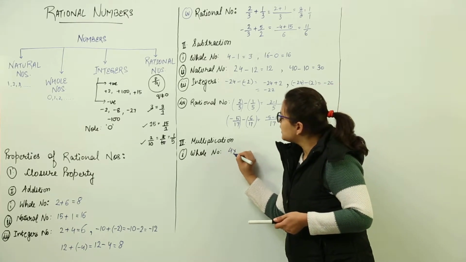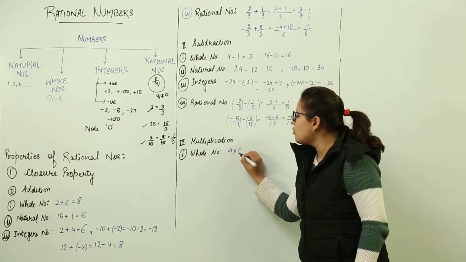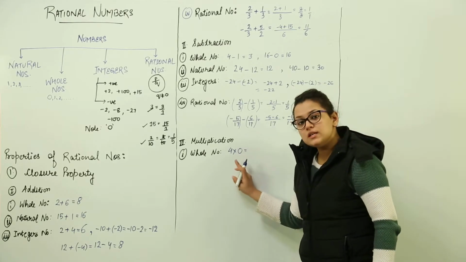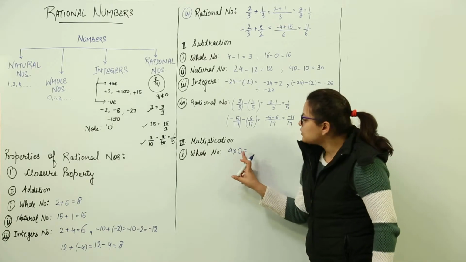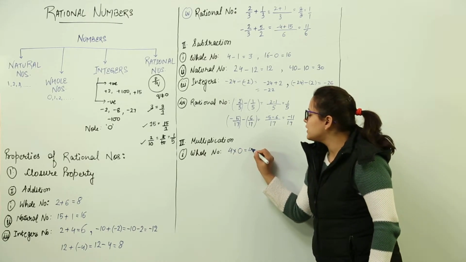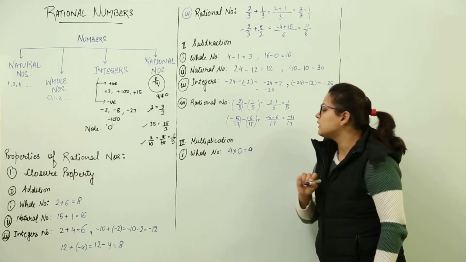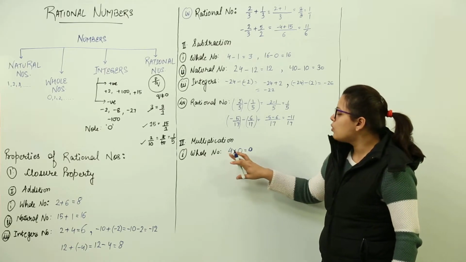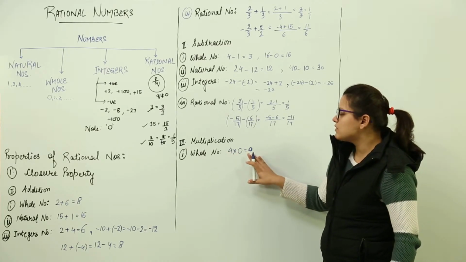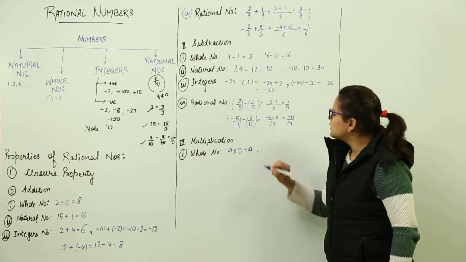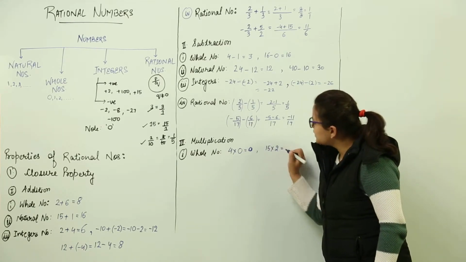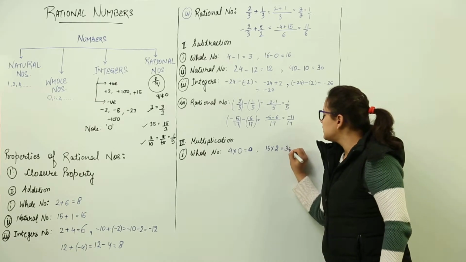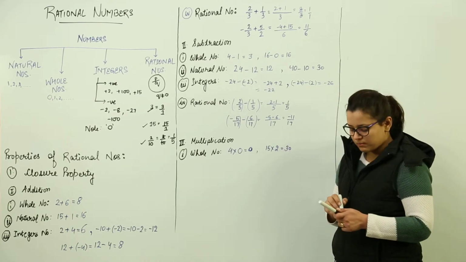So let us take any two whole numbers. I am taking 4 and 0. Why 0? Because 0 is a whole number, right? So 0 and 4 multiplied together will give us a 0 again. That means when two whole numbers are multiplied, they give us a whole number. Another example, 15 into 2. What does it give us? 30. That is again a whole number.